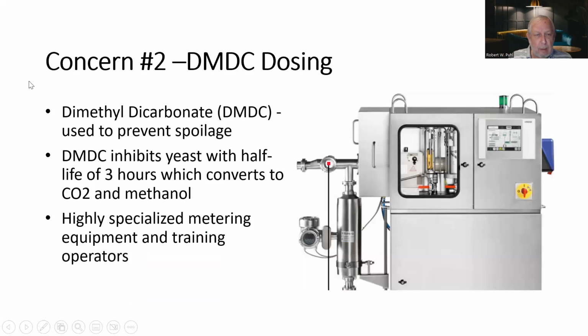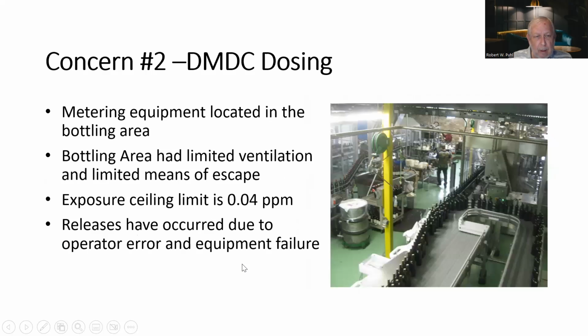Now they go to concern number 2, DMDC, dimethyl dicarbonate dosing, used to prevent spoilage. It inhibits yeast within half an hour to 3 hours, and converts to CO2 and methanol. It requires highly specialized metering equipment and trained operators. So this is the metering equipment here, and it's located in the bottling area. Bottling area, again, has limited ventilation and limited means of escape. So it's not a good place to be if there's a release.